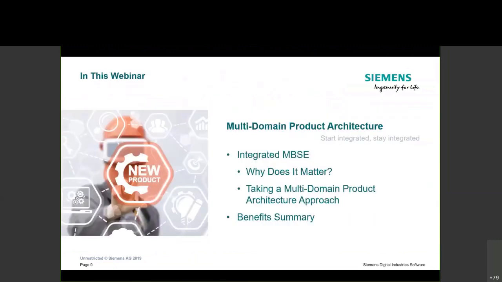In this webinar today, obviously multi-domain product architecture, it's a matter of starting integrated and staying integrated. To go through this concept, I'm going to need to talk about integrated model-based systems engineering. I'm going to explain why it matters to be integrated in MBSE, and then we go through what we recommend at Siemens as an approach, which is this multi-domain product architecture approach. Then we will close this webinar with the benefits.